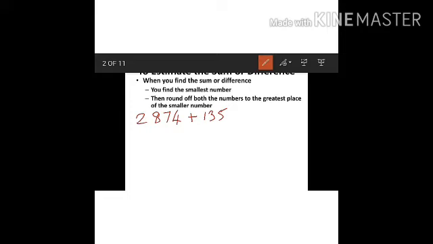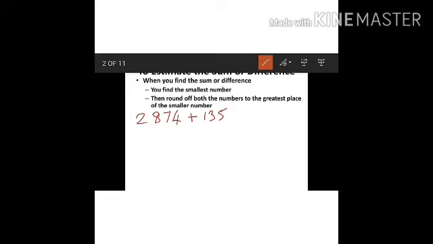How many digits are there in 135? There are only 3 digits. That means the greatest place is the hundreds place. So, we have to round off both the numbers to hundreds. We check the smallest number, find its greatest place, and round off both the numbers to that place. Here, as 135 has only 3 digits, we have to round both the numbers to hundreds.